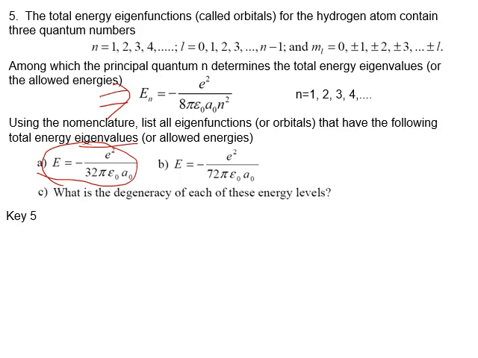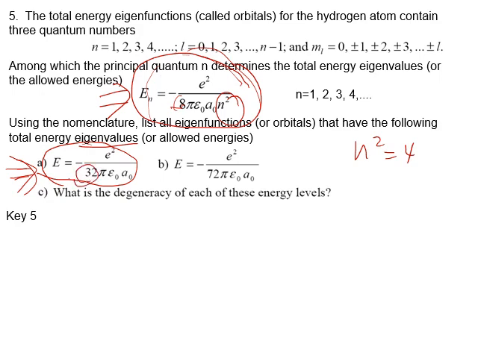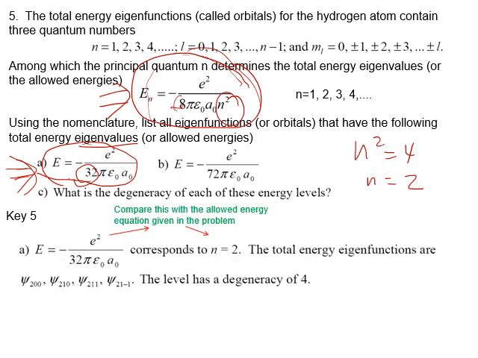Now compare with the general equation. This is a special case, and this is the general allowed energy. So in order for the energy to be this, you can see n squared has to be 4, because 4 times 8 gives you 32. So n squared has to be 4. So what is n? n has to be 2. So for the first case, the principal quantum number is 2.